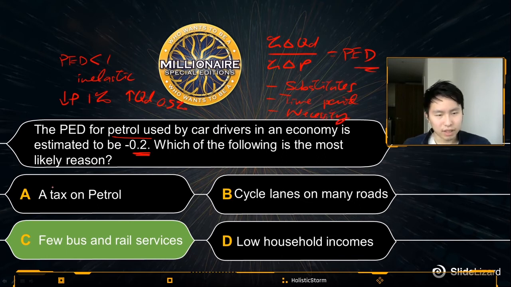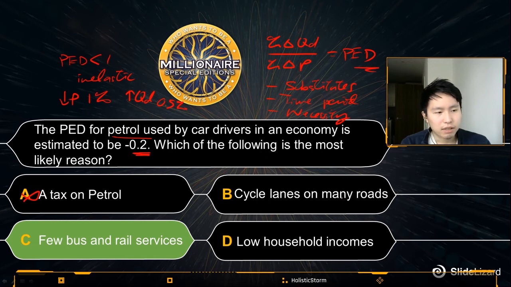So let's have a look at the answers now. So A, a tax on petrol. It's not going to be a tax on petrol because the tax does not affect the elasticity of the product. So we won't include the tax within the elasticity, so it won't be A.